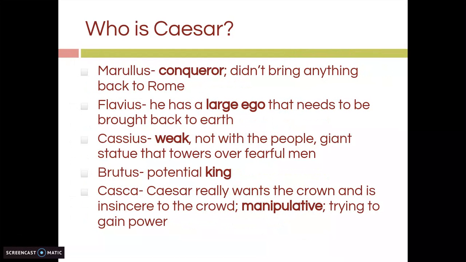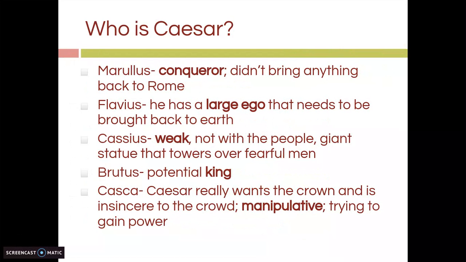Okay, so we should have figured out that Marullus, one of the tribunes, says Caesar is a conqueror, but he didn't bring anything back to Rome. Flavius says he's got a large ego that needs to be brought back down to earth. He needs to have his wings plucked. Cassius says he's weak. He's not with the people. He's a giant statue that towers over fearful men. Brutus calls him a potential king. Brutus at this point is not sure whether Caesar is too ambitious or not.